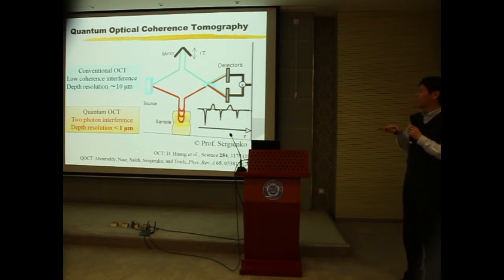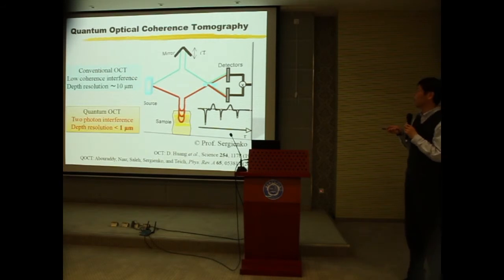More than 10 years ago, people at Boston University proposed to use two-photon interference of frequency correlated photons instead of low coherence interference. And they proposed quantum OCT. They suggested that two-photon interference leads to less than 1 micron resolution, even under dispersion.